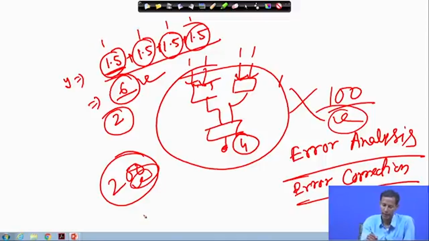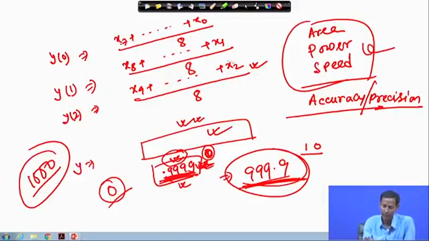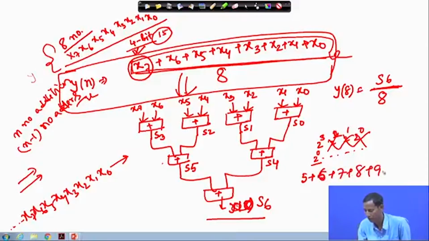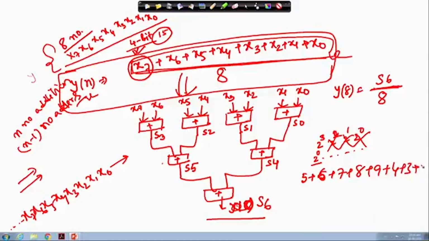So, if I go back to the corresponding circuit, I have just discussed this particular accuracy point, whenever I am discarding this particular 8 bit finally here. So, let us consider these numbers. Suppose they are 5, 6, 7, 8, 9, then 4, 3, 1, 2, 3, 4, 5, 6, and then 2.